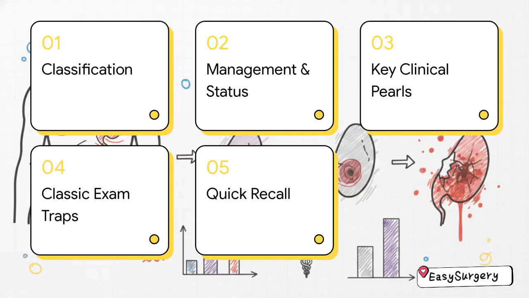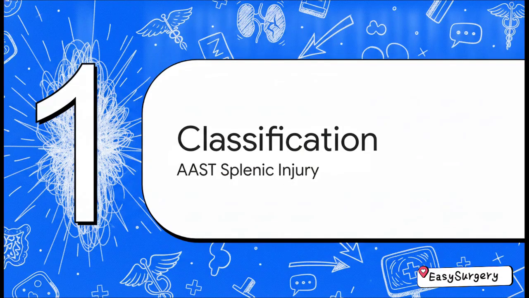Okay, let's dive into this. Here's our exact roadmap for today. We'll start with the splenic injury classification, followed by management and hemodynamic status. Then we'll hit key clinical pearls, classic exam traps, and finish up with a quick recall knowledge check. First up, we're tackling the AAST splenic injury classification.